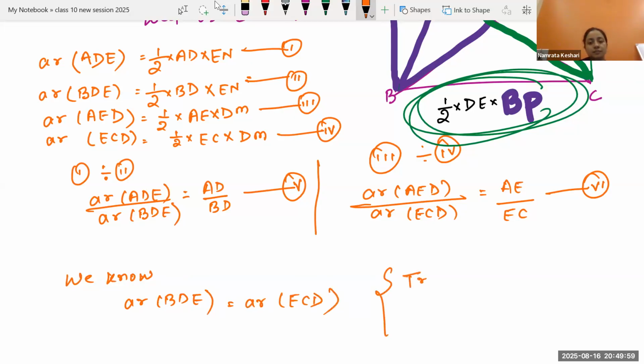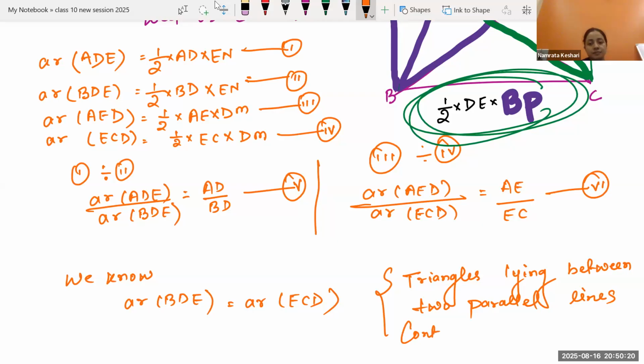Triangles lying between two parallel lines and containing the same base have the same area.